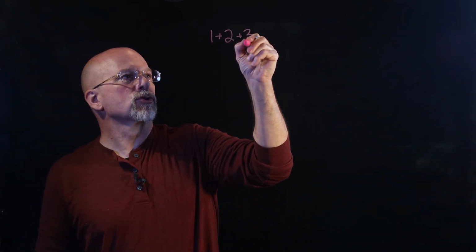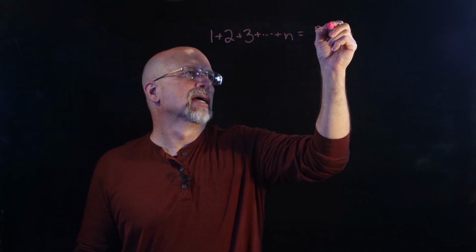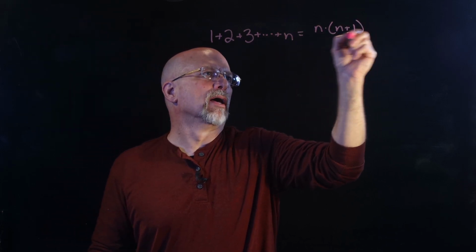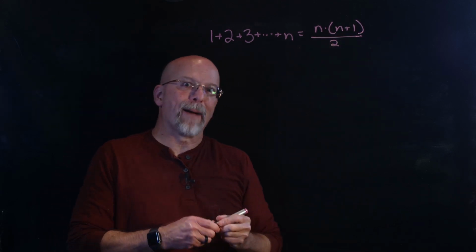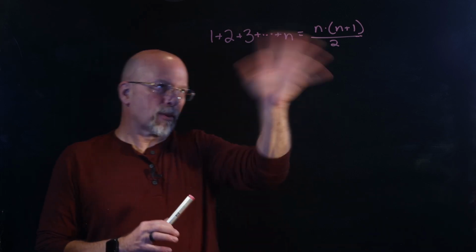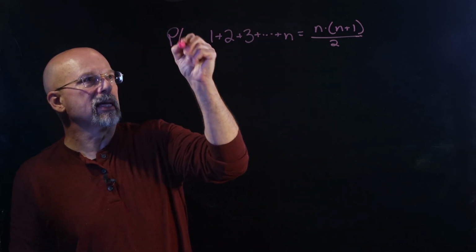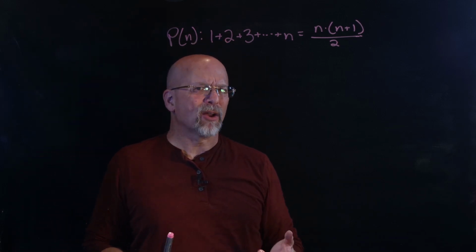So what we're proposing is that 1 plus 2 plus 3 plus all the way up to n is equal to n times n plus 1 over 2. All right? That is our proposition. Is it true for every n? So we have P of n. That's our proposition. So how do we prove this?